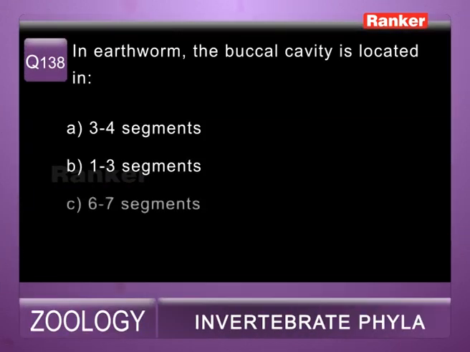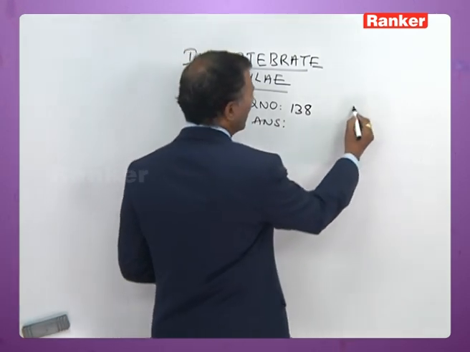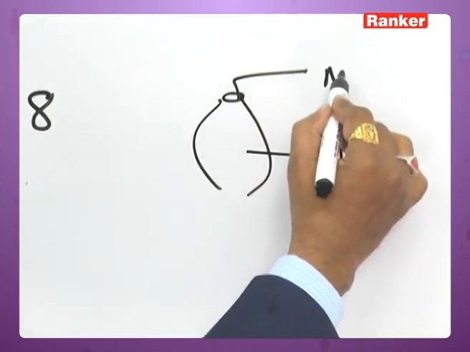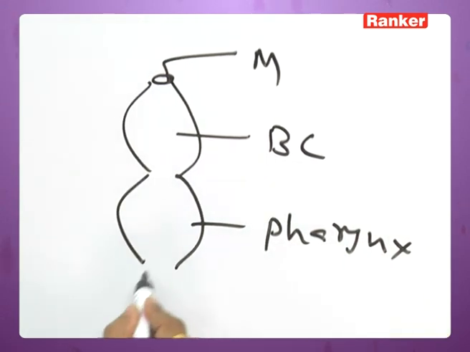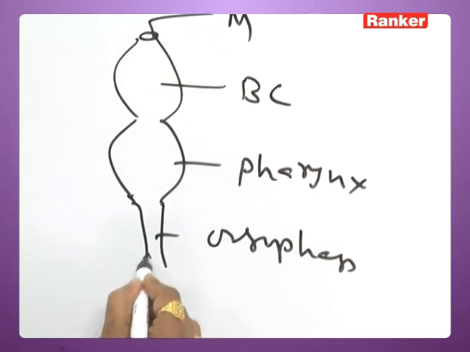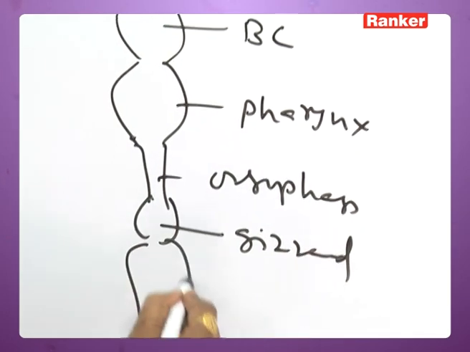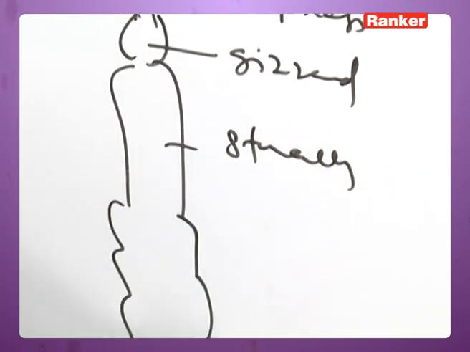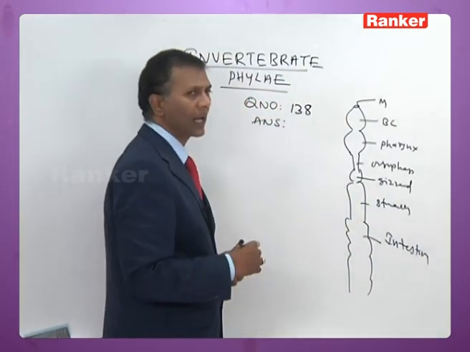Now 138 question: in earthworm, buccal cavity is located in. Now in earthworm, first is the mouth. Mouth is followed by buccal cavity. Buccal cavity is followed by pharynx. Pharynx is followed by esophagus. Esophagus is followed by gizzard. Gizzard is followed by stomach. Stomach is followed by intestine. So these are the parts of the alimentary canal in earthworm.